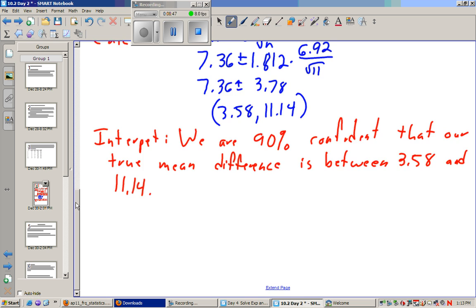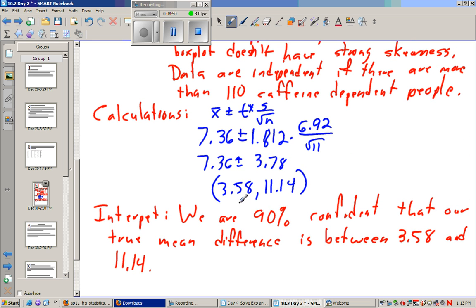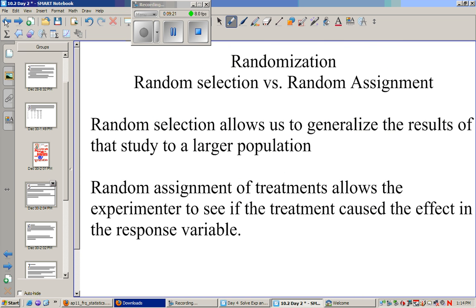So one thing that's really interesting about this is since 0 is not in this interval, we are pretty confident that there is an effect on having those caffeine pills versus having the placebo on your depression. So if you're dependent on caffeine, it looks like you're going to be more depressed if you have the placebo pills than if you're just having caffeine. So that's where that gets interesting.